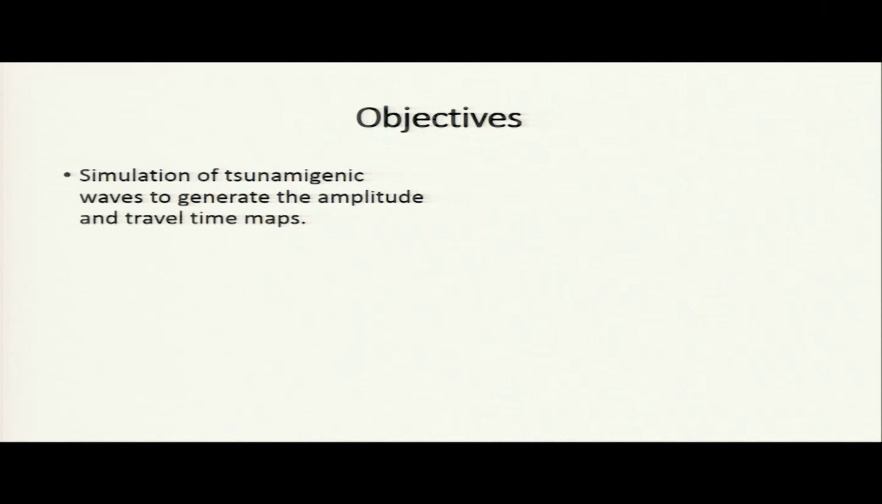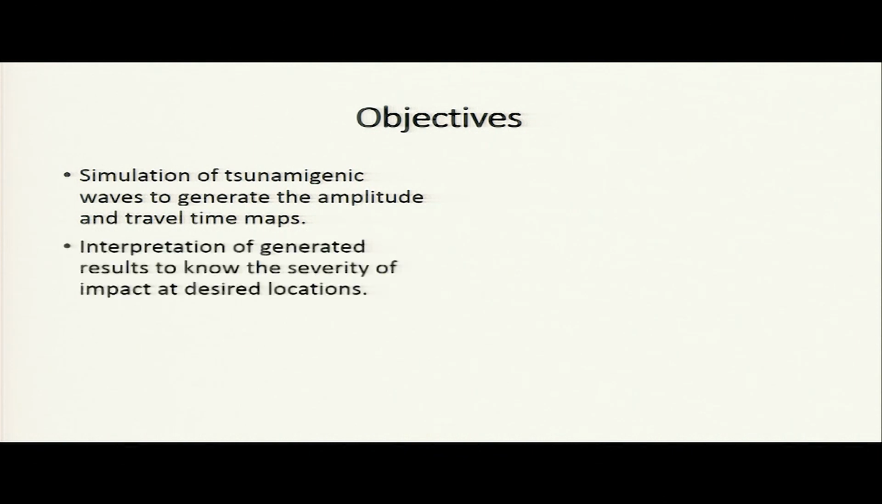So, here comes the objective why we need to model the tsunami. Simulation of tsunamigenic waves to generate the amplitude and travel time maps. We need to generate the amplitude, the wave height and the travel time maps. It is from this modeling part that we generate those parameters, which are very helpful in order to study the tsunami. Interpretation of generated results to know the severity of impact at desired locations.